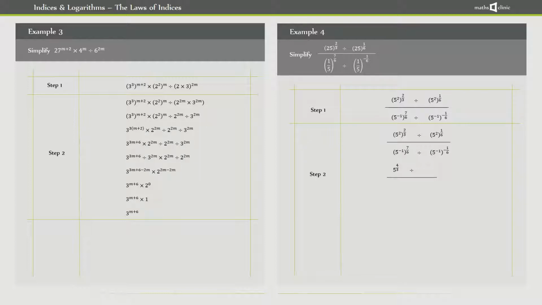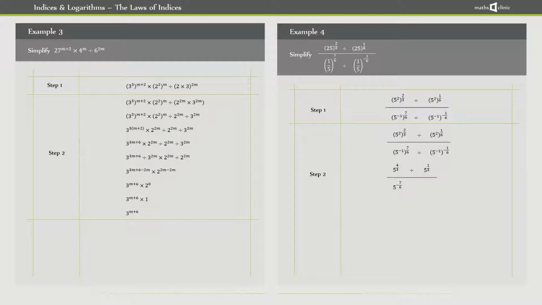Divided by 5 to the power of 2 to the power of 1 over 6, which is 5 to the power of 2 times 1 over 6. What you end up with is 5 to the power of 1 over 3. And then you have 5 to the power of minus 1 to the power of 7 over 6, the same as 5 to the power of minus 1 times 7 over 6, which will give you 5 to the power of minus 7 over 6.